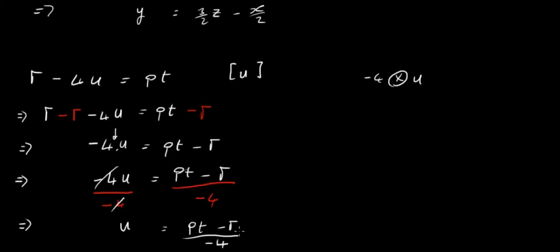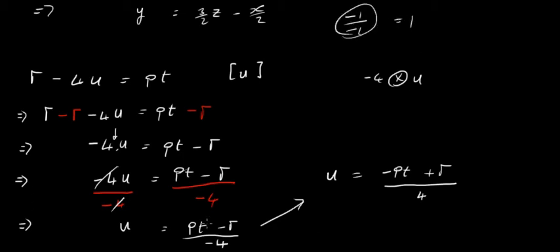Now, it's usually a good idea here when you've got a minus here, maybe just to change that around. So I'm going to get u here. I'm going to multiply the top and the bottom by minus 1. So if I multiply this and this by minus 1, I'll get minus pt plus r, and on the bottom I'll get 4. So all I did was multiply the top and the bottom by minus 1. So in other words, I multiplied by minus 1 over minus 1, which is just 1. So I haven't actually changed this. I've just multiplied this fraction by 1. And the reason I did that was just to kind of tidy it up a little bit.